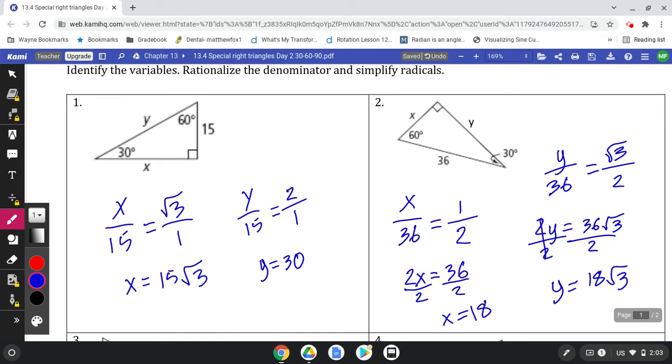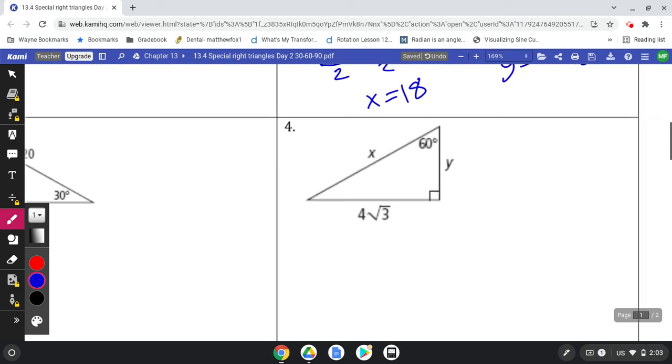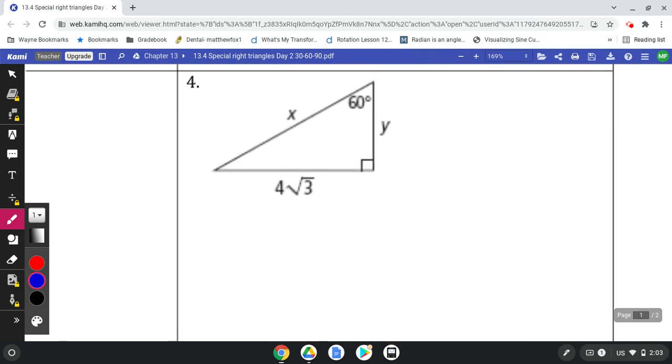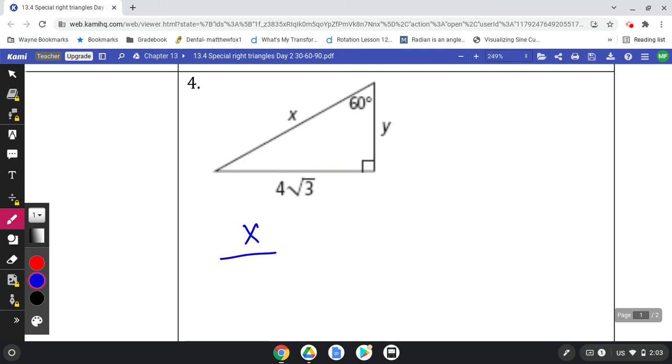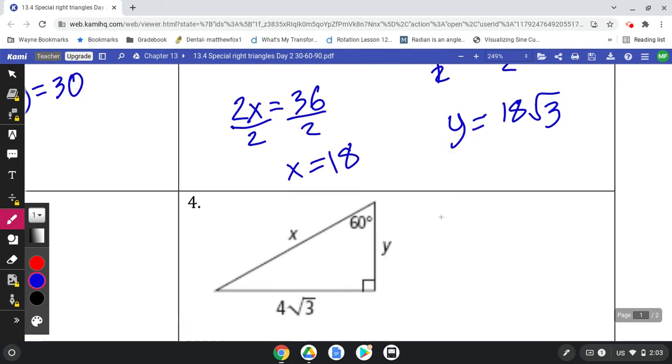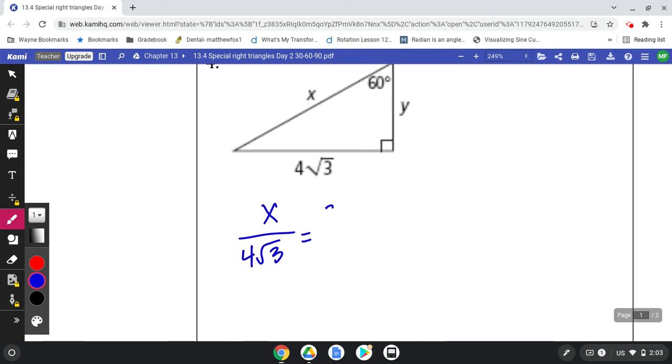All right. I'm not going to do all of these, but I do want to do a couple more. On number 4 here, x over 4 square root of 3. If we think about it, x is across from 90. When I say that, I mean x is right here, the 90 is there, across. And we look at our original, across from 90 was a 2. Okay. Now 4 square root of 3 is across from 60. Across from the 60 on our original is square root of 3.